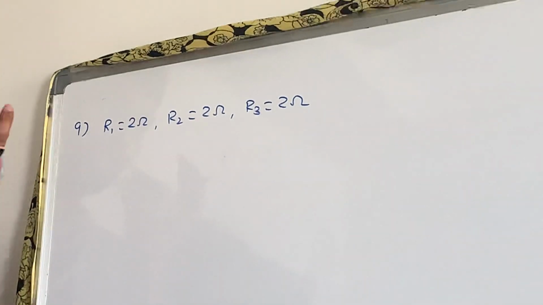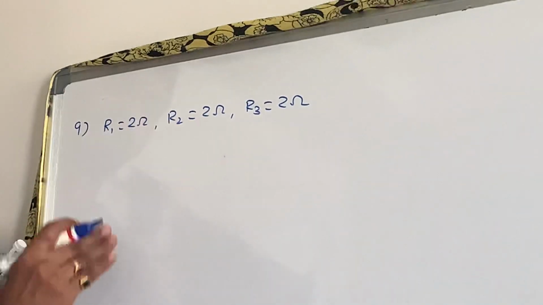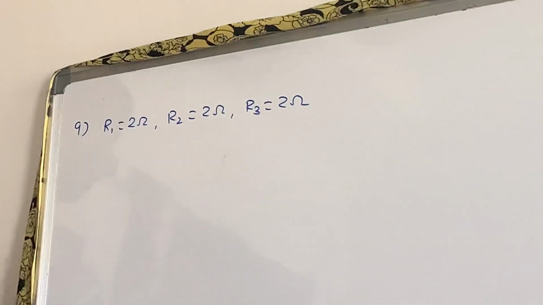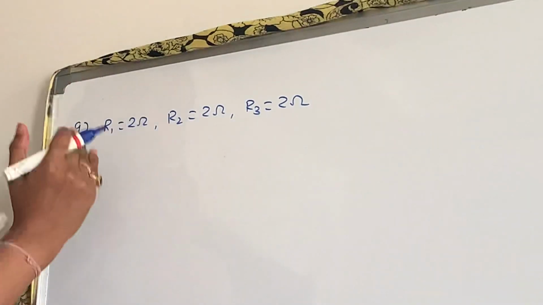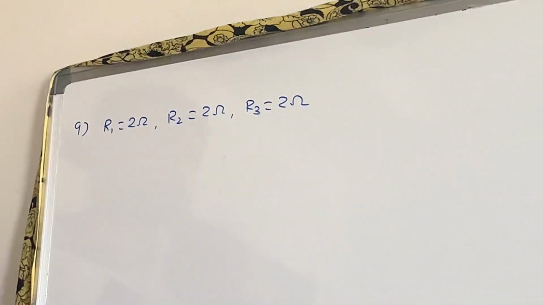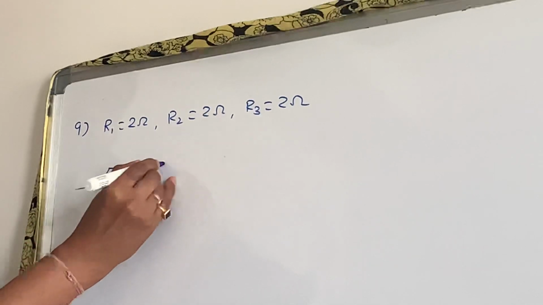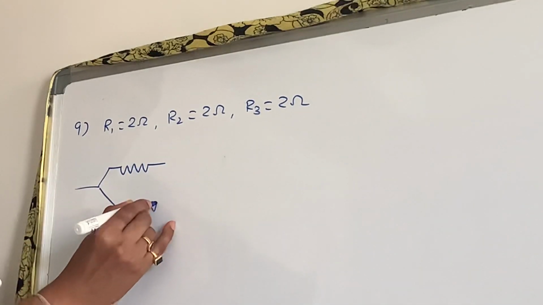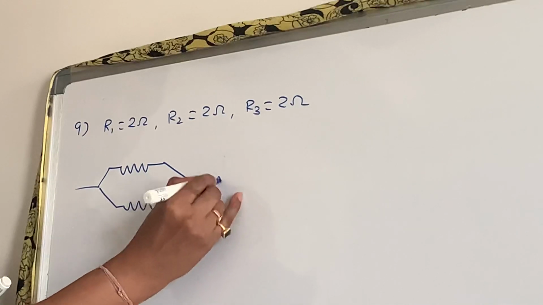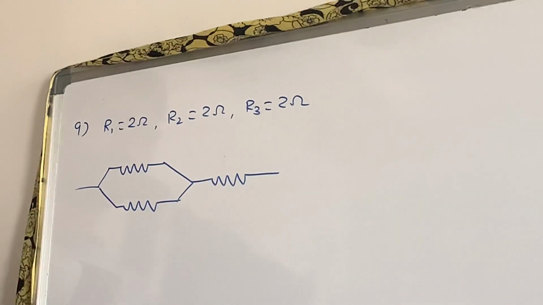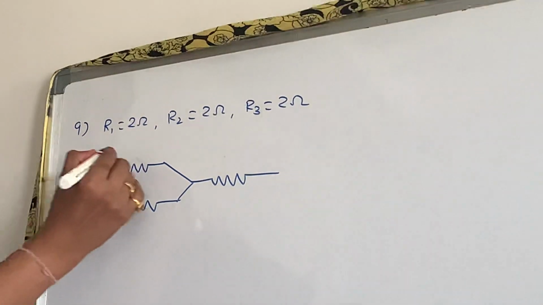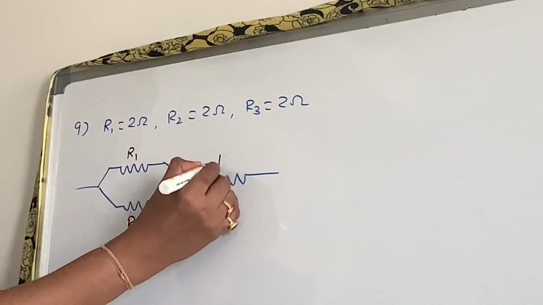Now, again I have 2 conditions. If I connect them in series, it is 2 plus 2 plus 2, that comes out to be 6 ohm. So this is not the condition. If I connect them in parallel, it is 1 by 2 plus 1 by 2 plus 1 by 2, that comes out to be 3 by 2, which is 2 by 3, which is 0.67, which is always less than 2. So this is not the condition. Now there is only one condition left. If I connect 2 resistors in parallel, to which the third resistor is connected in series. So I will call this my R1, this is R2, and this is R3.